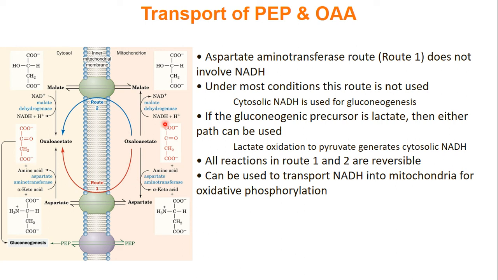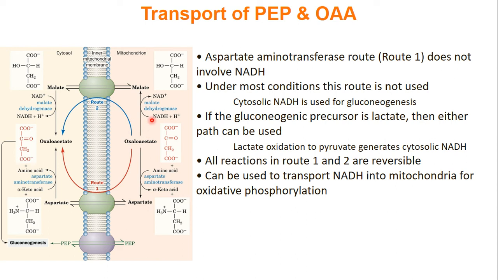aspartate pathway. And so the aspartate pathway is oxaloacetate goes to aspartate via aspartate aminotransferase. You get an amino group from some amino acid, and you're left with an alpha keto acid. Aspartate can now go to the cytosol. Aspartate will do the same reaction again. It will give its NH3 up to an alpha keto acid to form some amino acid, and then you'll be left with oxaloacetate.